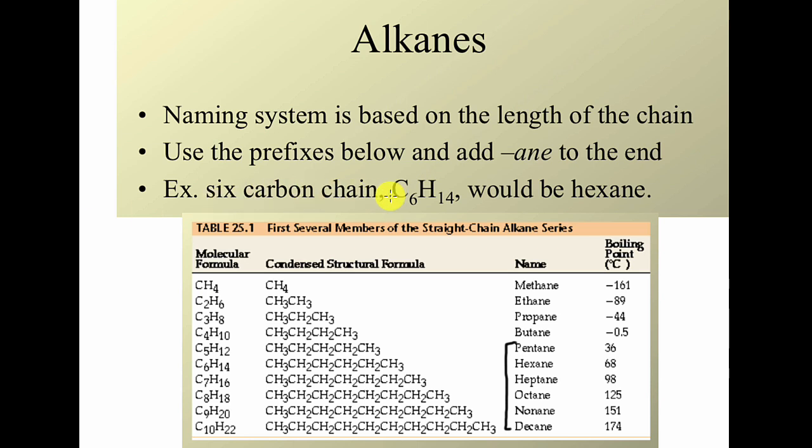So if we have 6 carbons in our structure, we're going to call it hexane. Ane means that I have just all single bonds. So just 1, 2, 3, 4, 5, 6, and then put the hydrogens all around.